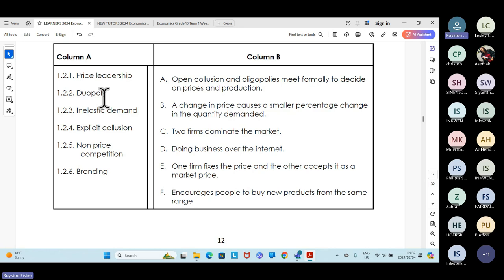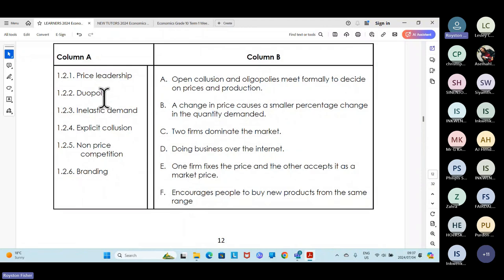And all of you are correct. A change in price causes a smaller percentage change in the quantity demanded. So basically, if a product increases from, let's say, 1 rand to 1 rand 50 cents, the demand will unfortunately also be influenced because people maybe didn't prepare for it. Therefore, they will experience inelastic demand. Right.